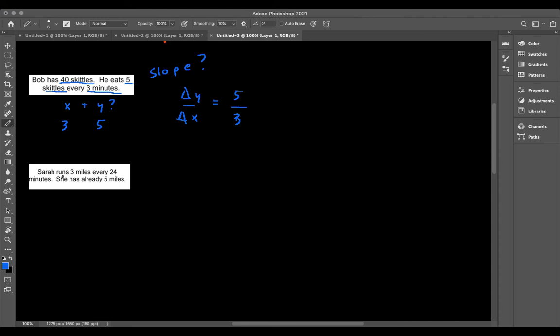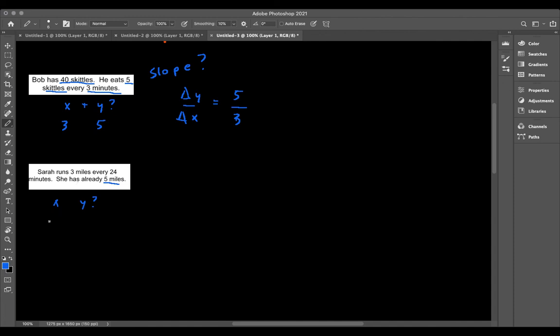So we have another one. Sarah runs 3 miles every 24 minutes, and she's already run 5 miles. That 5 miles is going to be something we need later on. That would technically be the constant. We can make an actual equation out of the whole thing, but we're not going to get there yet. So Sarah runs 3 miles every 24 minutes. We need to find an x and a y. Time is usually going to be the x, because that's always independent, and whatever we output from that time is going to be our y, our dependent.